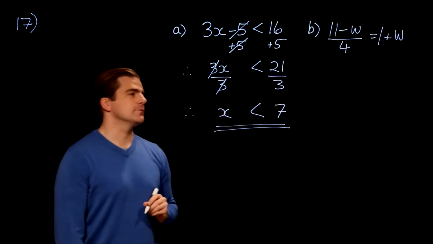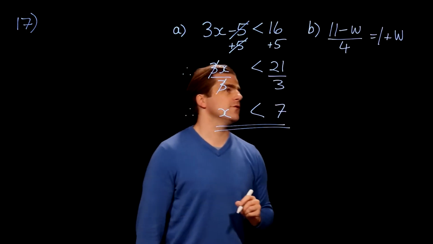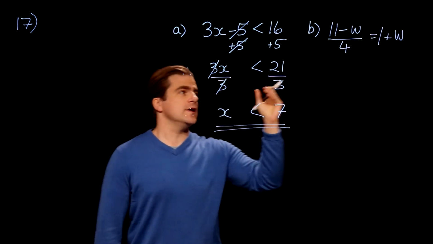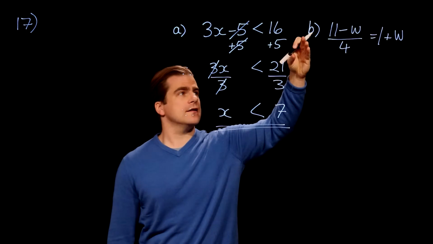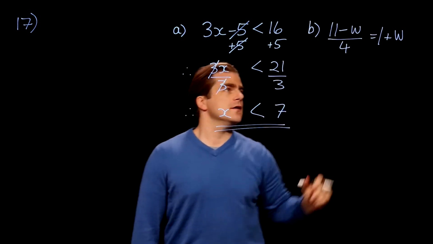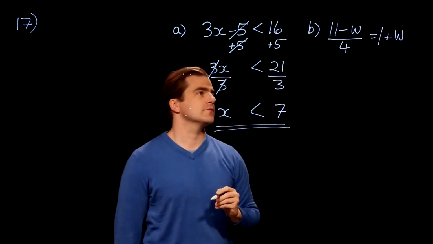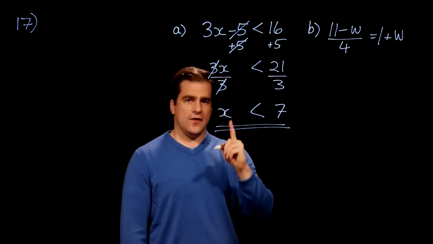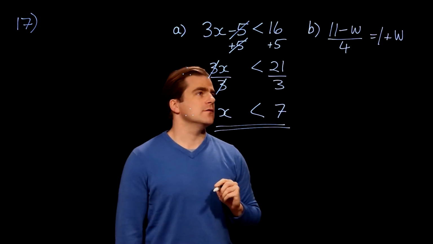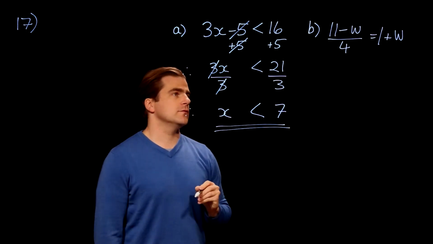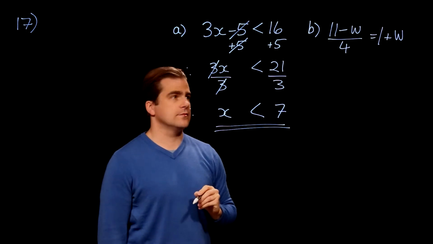Part B. 11 minus w over 4 equals 1 plus w. Exactly the same thing again. We need to get all the w's on one side and everything else on the other. So let's get all the w's on this side and everything else on this side. But first, notice that we've got stuff on the bottom. So let's get rid of that first.